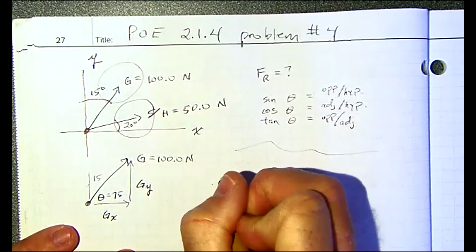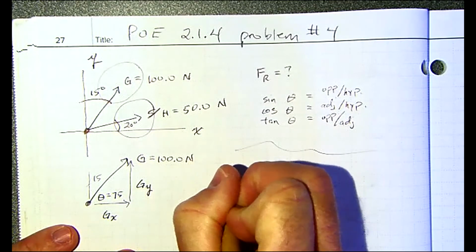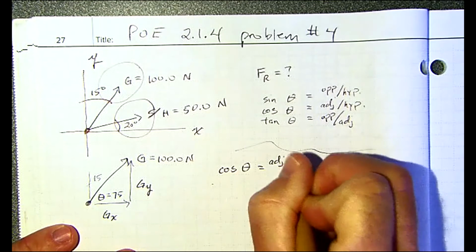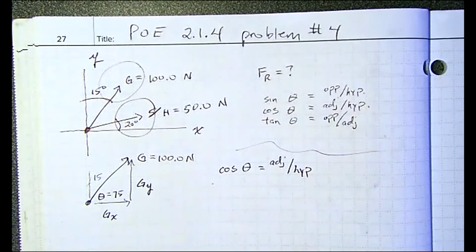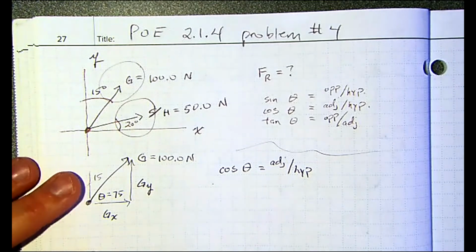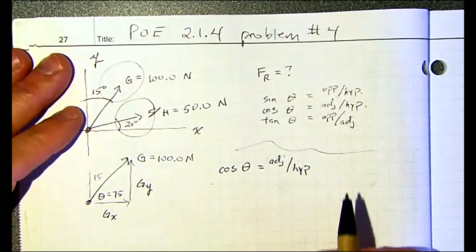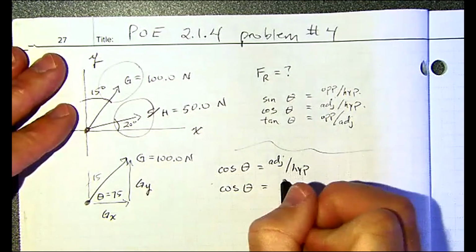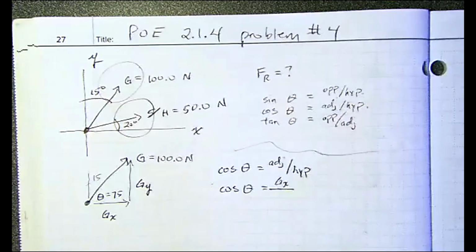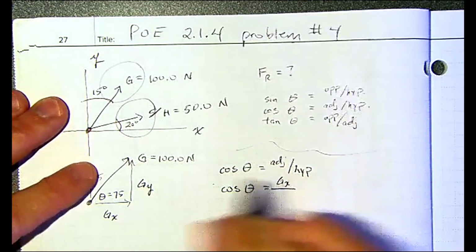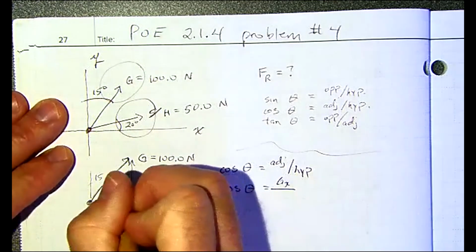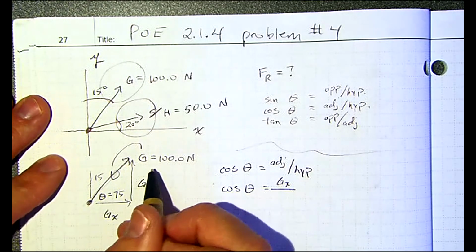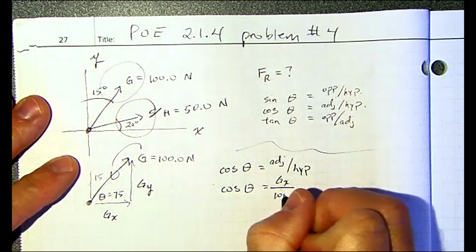So in this case, I'm going to write cosine theta equals the adjacent divided by the hypotenuse. I already wrote that, so I wrote it again. Maybe that wasn't so smart. But the cosine of theta is equal to the adjacent. G sub x is the adjacent. And then the hypotenuse is this. That might not be really too clear here. This long side of the triangle is the hypotenuse, and we've labeled that 100, so that's 100.